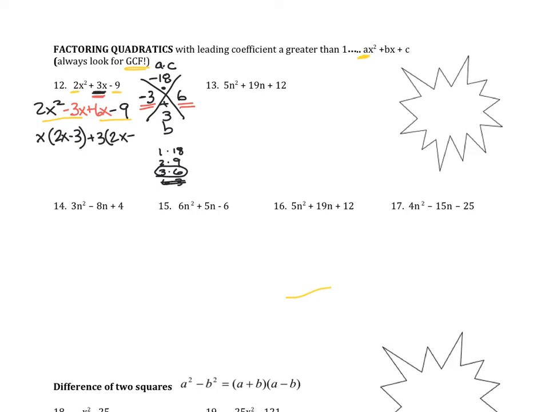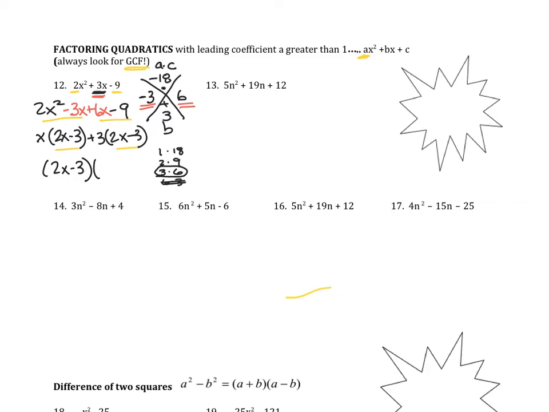Negative 9 divided by 3 is minus 3. And again, just like in the problems you did on the other side, what's in parentheses should match. If it doesn't match, you have a mistake somewhere. So now that I have that set up, I'm going to factor 2x minus 3 out of both terms.